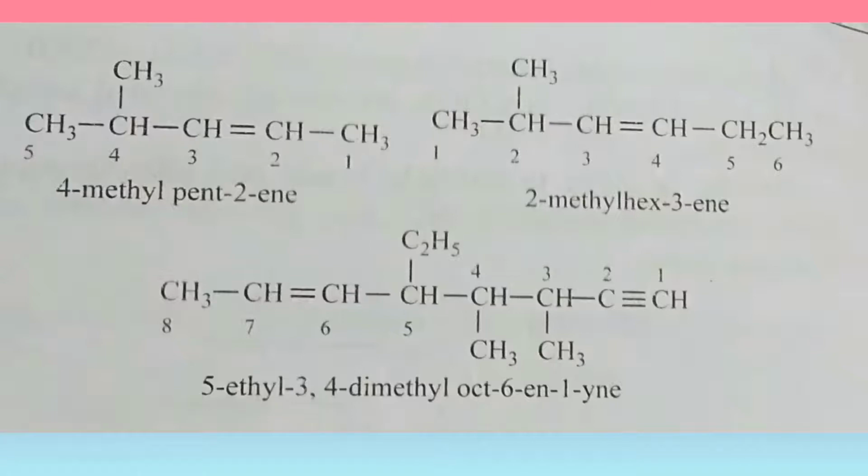While numbering, you give more priority to the position of the double bonds and substituents and all. But when you're writing the name, which one comes first depends on the alphabetical order.